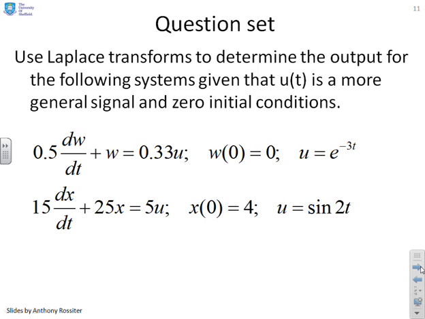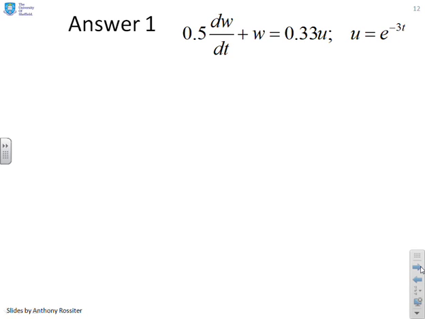Finally, we've got some questions which look at more involved input signals. What if u(t) is not a step, but a different sort of signal, and we may or may not have zero initial condition? You'll see I've taken the input for this one to be e^(-3t), and the input for this one to be sin 2t. So can I use Laplace to deal with these? Is it straightforward or not? Now's the time to pause, try these questions by yourself, and then look at the solutions in a moment.